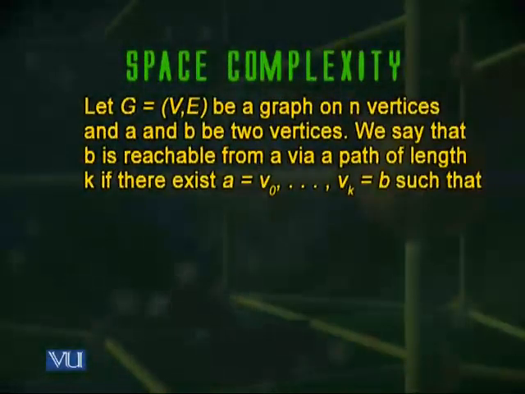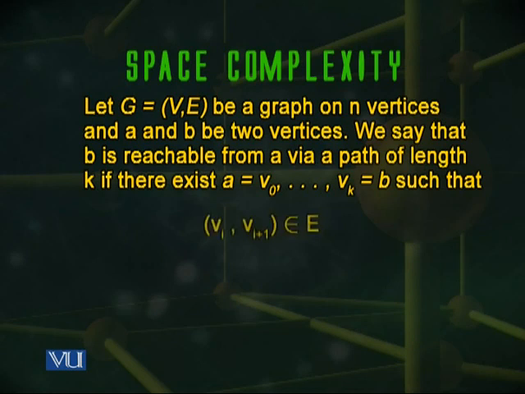Let us say we have a graph G with vertex set V and edge set E, and it's a graph on n vertices, and we are given two vertices A and B. We say that B is reachable from A via a path of length K if there exist vertices V0, V1, all the way up to Vk, where V0 is A, Vk is B, such that each Vi and Vi plus 1 form an edge in the graph.